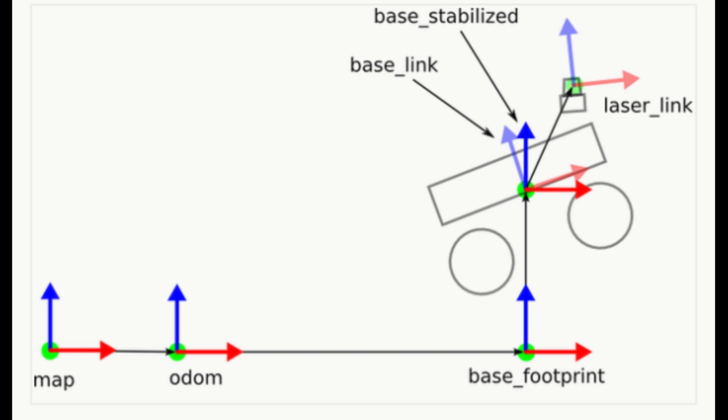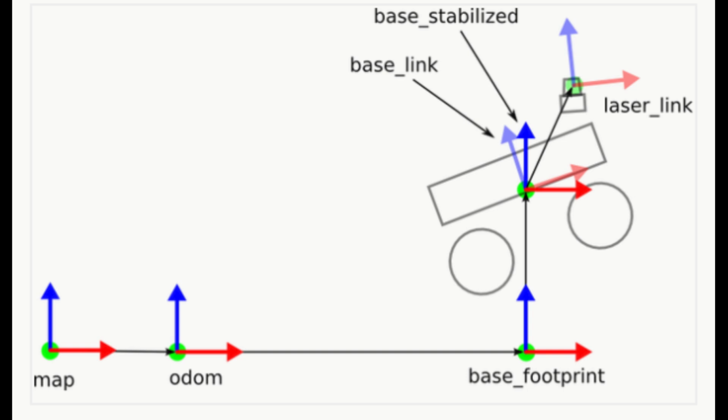We've also got the base footprint, which is below the base link. The base footprint coordinate frame is a projection of the base link frame onto the ground plane. Nav2 uses the base footprint link to determine the robot's position relative to the ground and nearby obstacles. Another important coordinate frame is the odom frame, the odometry frame. This is the robot's starting point.